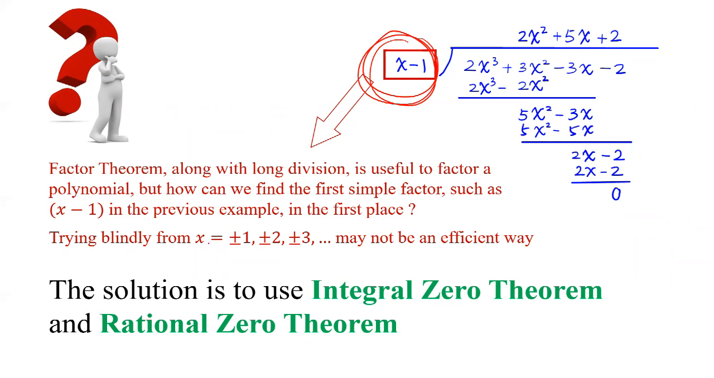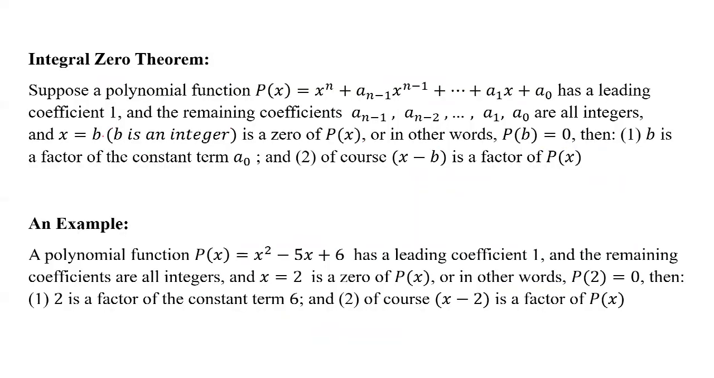Trying blindly from x equals positive or negative 1, positive or negative 2, positive or negative 3 is sometimes workable, but may not be an efficient way, right? So the solution is to use the integral zero theorem and the rational zero theorem. Okay, so let's have a look at these two theorems first, and I'll show you an example of how we're going to use these two theorems to solve problems.